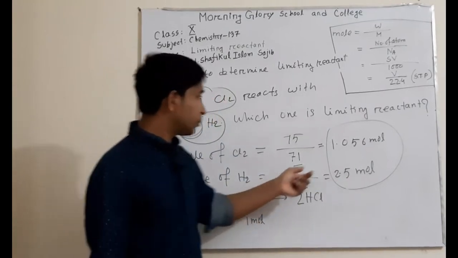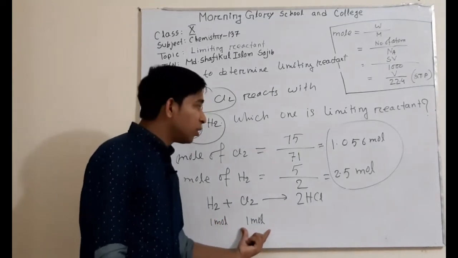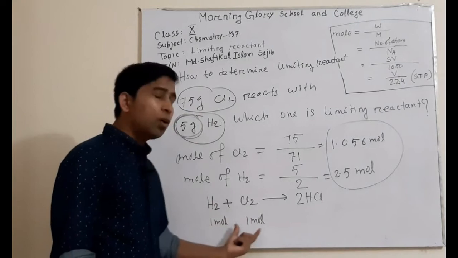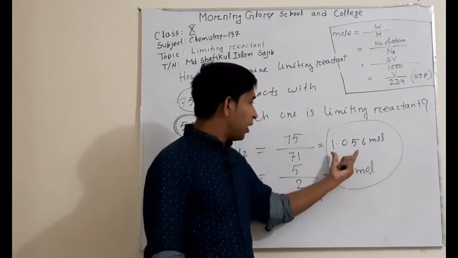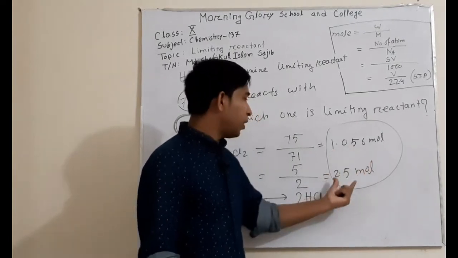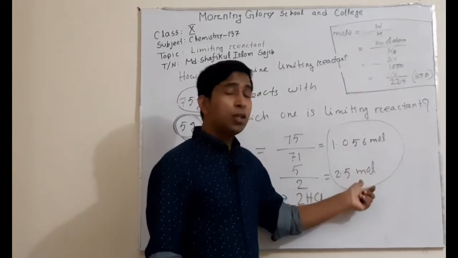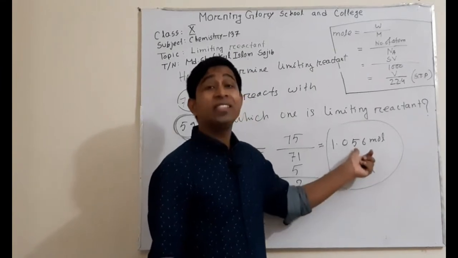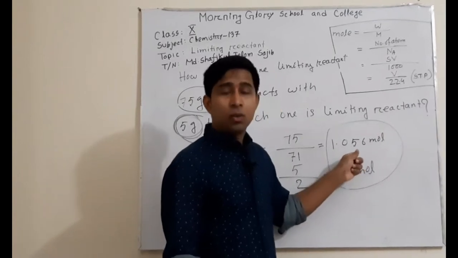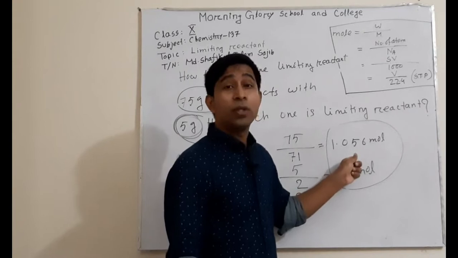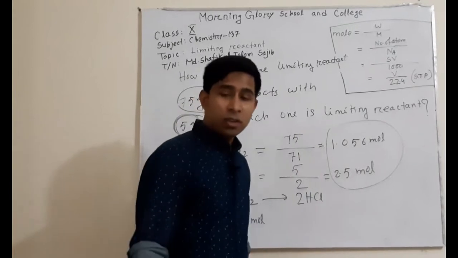Again I am mentioning this. From the reaction we can see equal number of mole of hydrogen and chlorine is required for this reaction. But in our given quantities we can see chlorine is 1.056 mole and hydrogen is 2.5 mole. That means provided mole of chlorine is less than provided mole of hydrogen. So chlorine is insufficient. From our common sense we can say chlorine will be the limiting reactant, but we have to write down the unitary method also. Now we will confirm that our common sense is correct. This is why we will write down the unitary method.